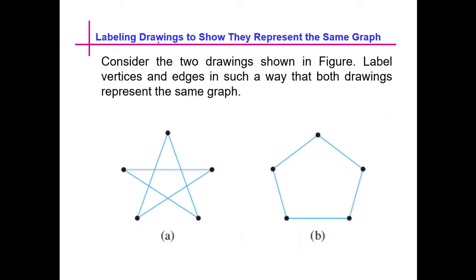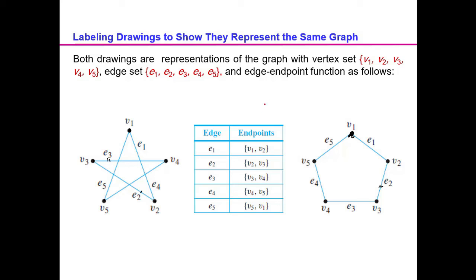Now we see how to label the drawings of a graph to represent the same graph. Consider the two drawings shown in the figure. Label vertices and edges in such a way that both drawings represent the same graph. In part A we see that this looks like a star and this looks like a pentagon, but these two figures are the same as a graph.